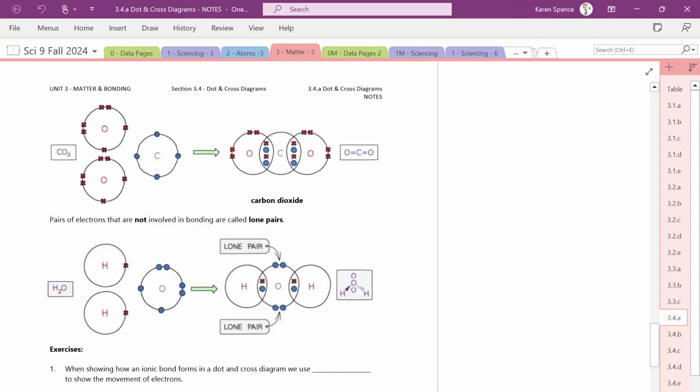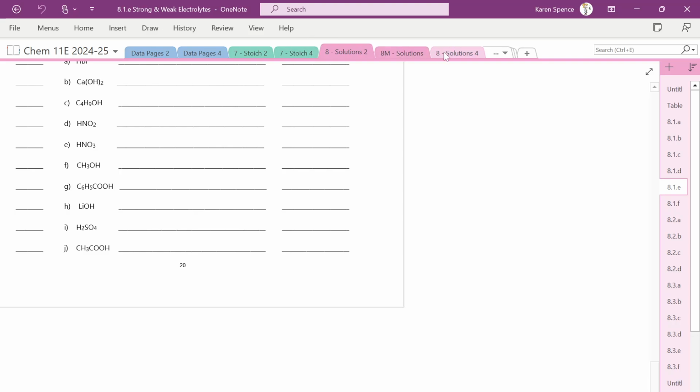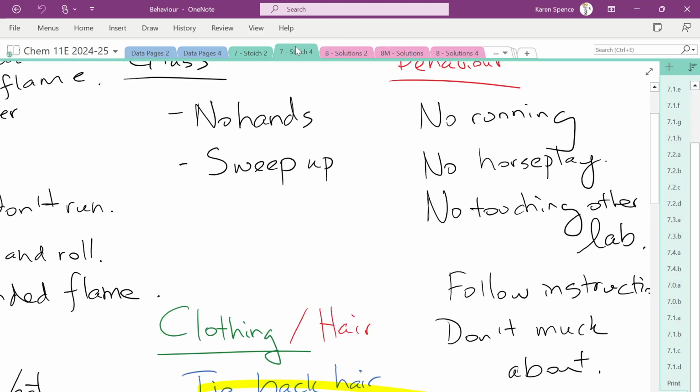7.4, I just want to make sure that you've seen it. Oh, and I guess we don't want to be doing Science 9. Let's go to Chem 11, and let's go to Stoich, and let's turn on the projector.